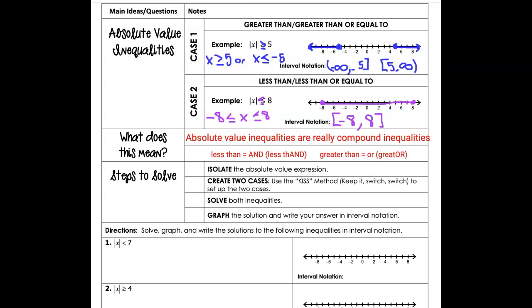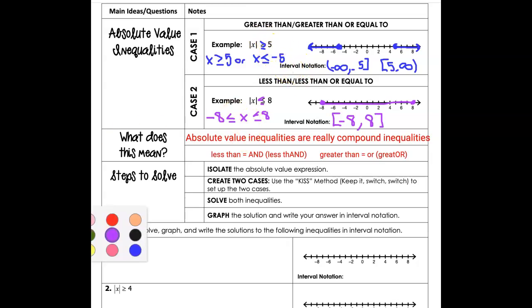When we're solving these inequalities, we have to set up the two separate problems. So we keep the first one. All right, here I had x is greater than 5. We keep it x is greater than 5. For the second one, we switched the sign, so we flipped it to less than, and then we flipped our sign from positive 5 to negative.